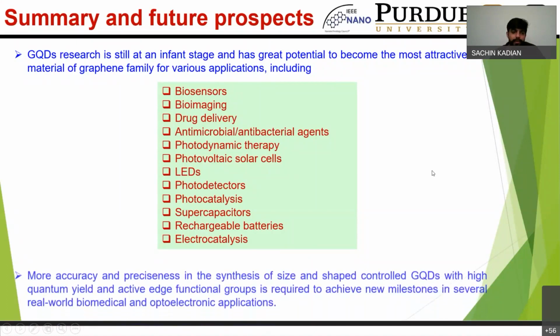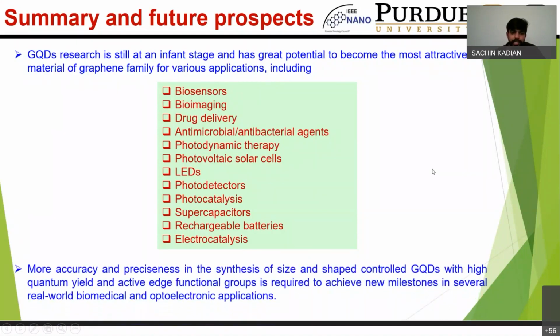And if more accuracy and preciseness in the synthesis of size and shape control GQDs with high quantum yield and active edge functional group is required to achieve new milestones in several real-world biomedical and optoelectronic applications. So this is all about GQDs. There are still some requirements to improve the properties of these GQDs, and then they can truly be used in biomedical and optoelectronic applications in the near future.